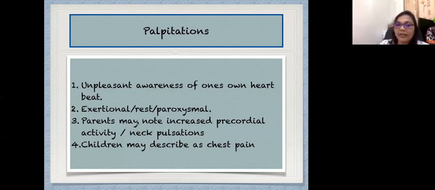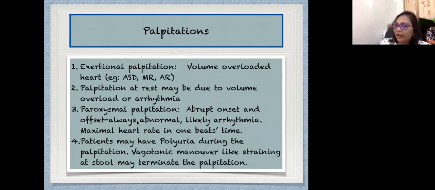So, exertional palpitations can be due to any of the volume overload diseases, which is atrial septal defect or mitral regurgitation, aortic regurgitation.